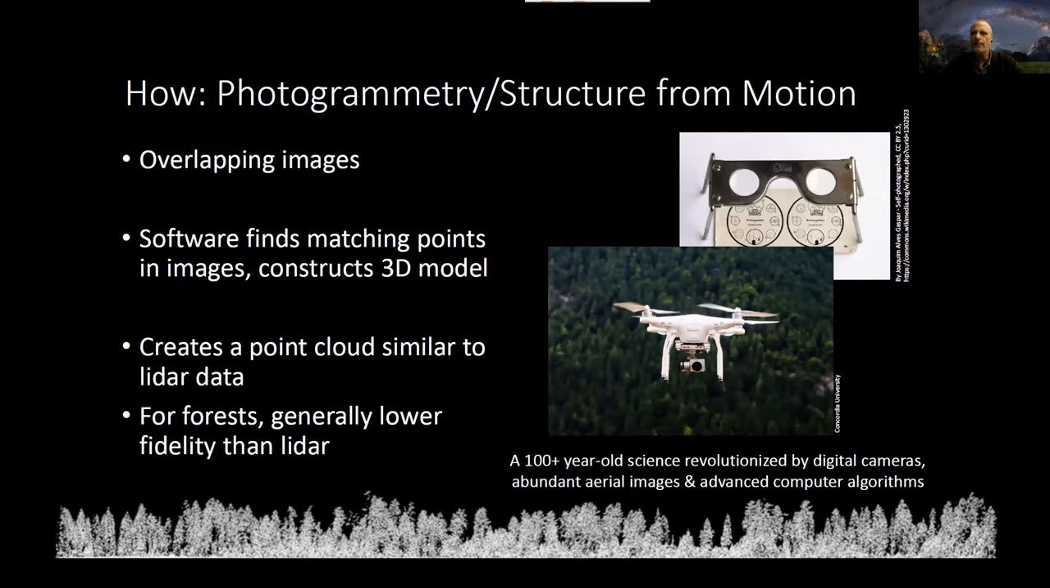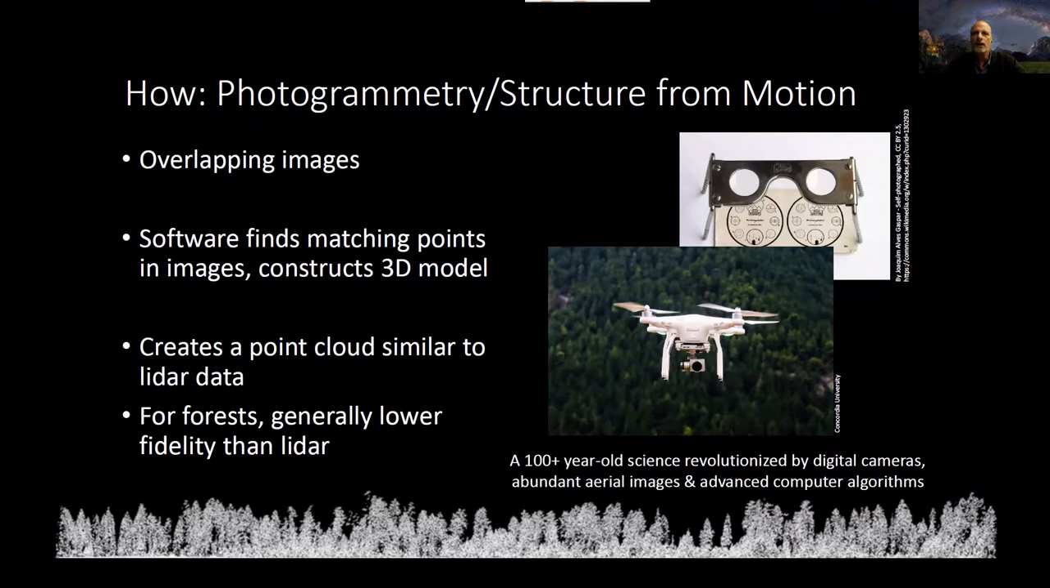And it's pretty simple. It uses overlapping images, as our eyes do, to build up a 3D image of the world. Multiple overlapping images, or at least two overlapping images, are taken. Software is used to find matching points in images, and it constructs a 3D model. And the result looks very much like a LiDAR point cloud.